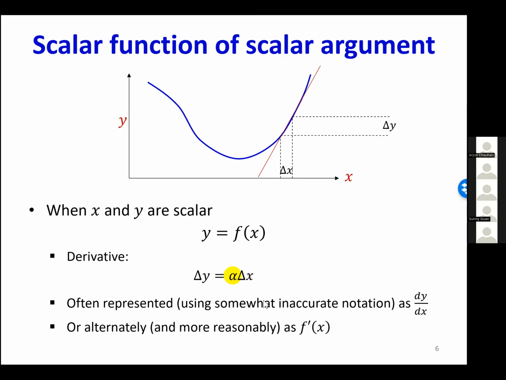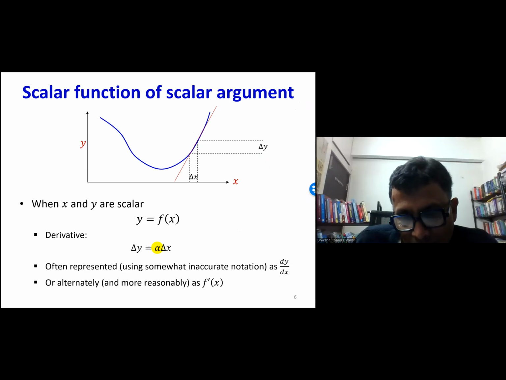But more generally and more reasonably, you're better off writing this as f prime of x. And there are two reasons for this. First, this notation assumes that it's a scalar, which may not always hold. Secondly, this multiplicative factor alpha itself depends on where you're trying to compute the derivative. Over here, for example, you expect alpha to be large. Out here, you expect alpha to be small. So the derivative itself is a function of where you're computing it. So it's best represented as f prime of x.